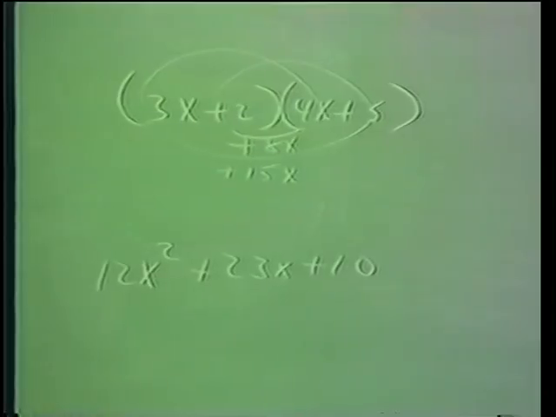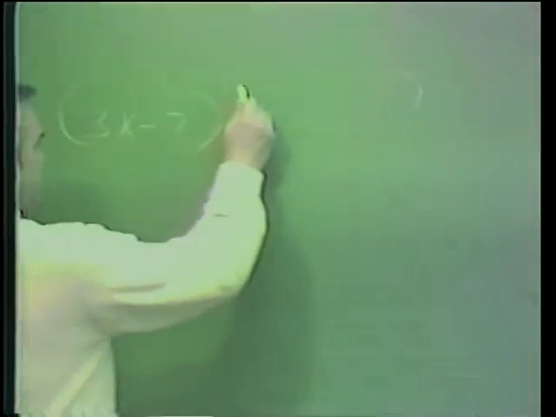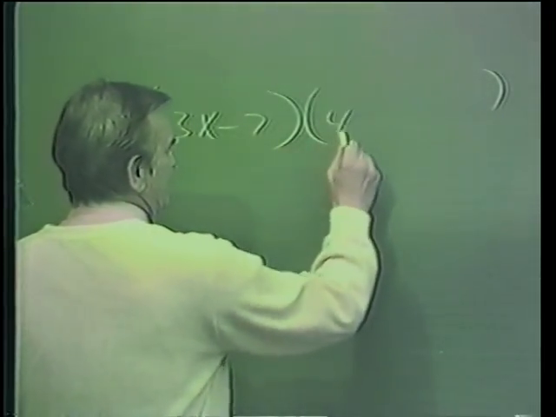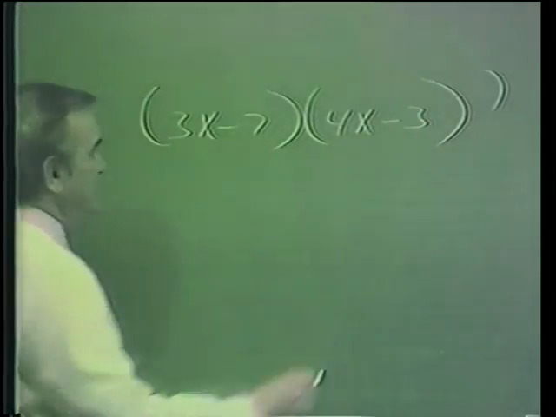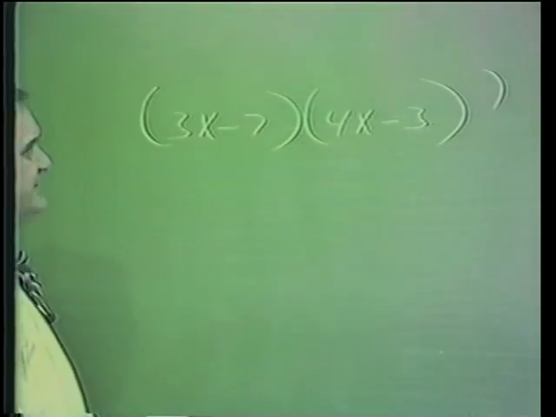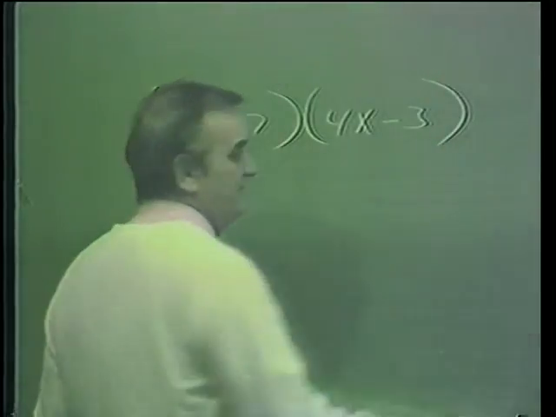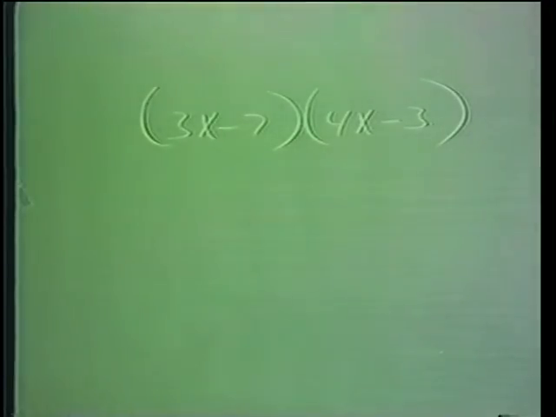Okay. Let's suppose we have the quantity 3x minus 7 times the quantity 4x minus 3. Anthony. 12x squared minus 37x plus 21. Very good. Very fast.